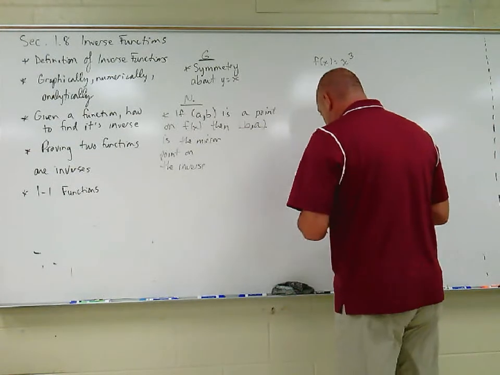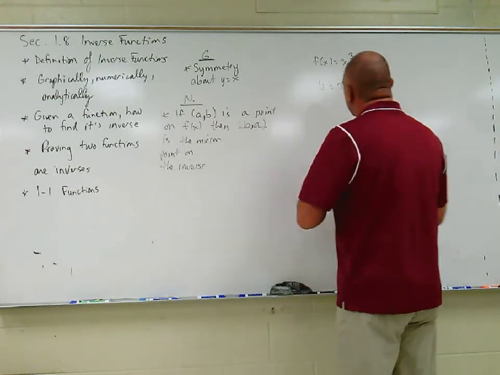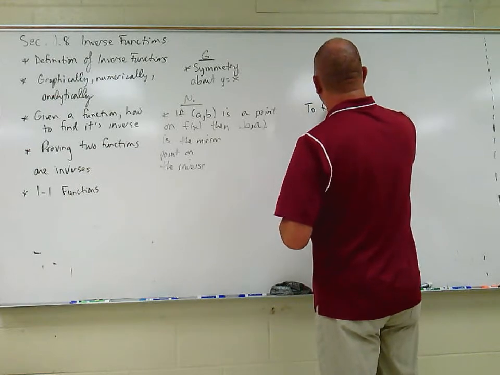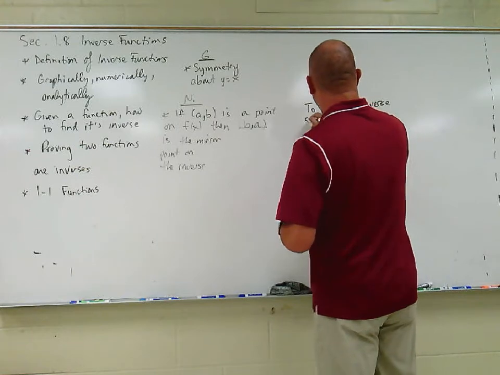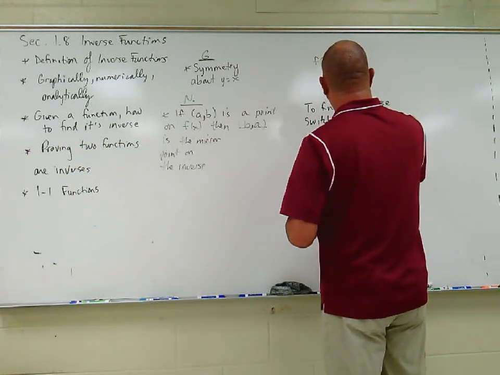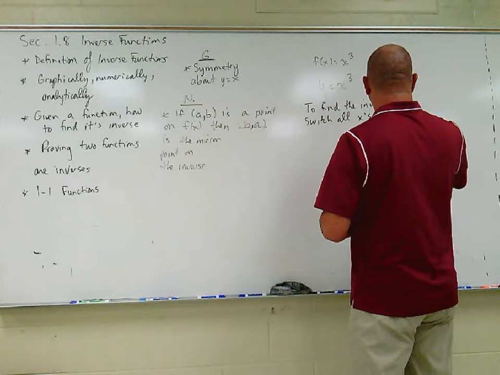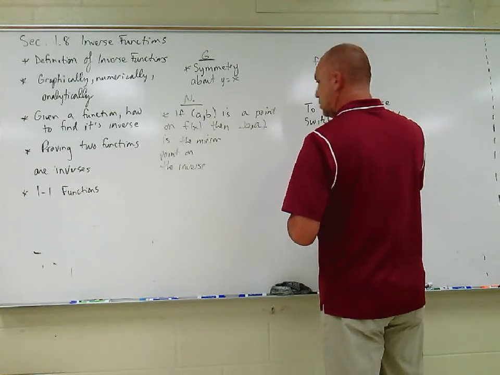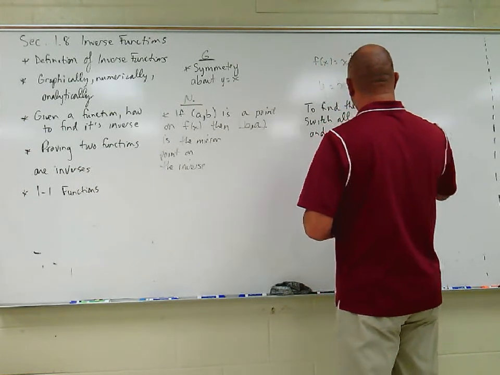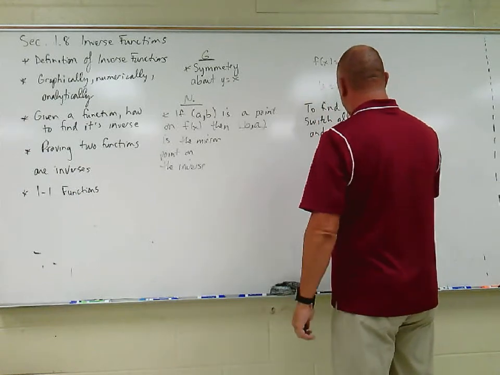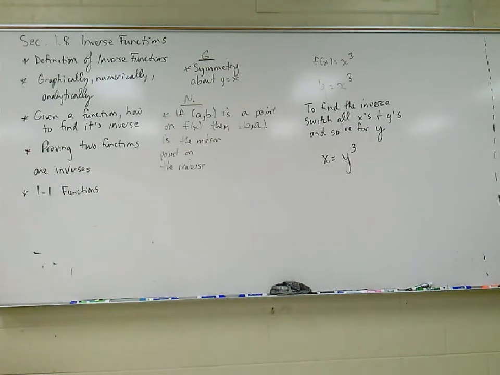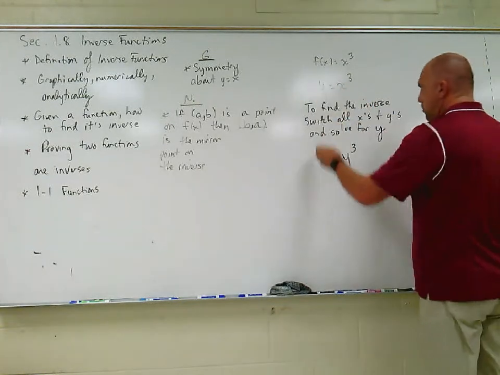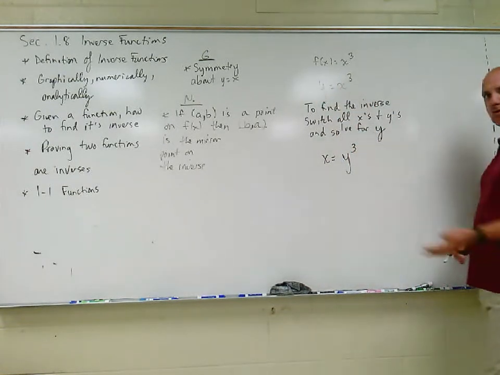So to find the inverse, switch all x's and y's and solve for y. So wherever I see a y, I'll put an x. Wherever I see an x, I put a y. So there I go. I switch all the x's and y's because that's what's happening. But then I'm going to solve for y.